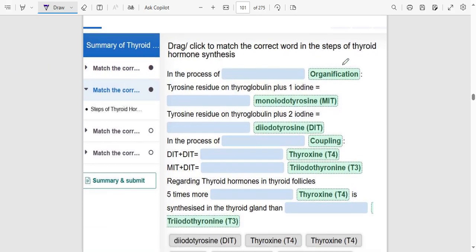So the process of organification is basically, physiologically, iodination, where we're adding iodine to the tyrosine. That's organification. Tyrosine residues on the thyroid plus one iodine, we know that's MIT, right? Tyrosine plus two, that's DIT, diiodotyrosine. In the process of coupling, that's when we combine those. DIT plus DIT, we know that is T4, thyroxine. And then MIT plus DIT, that's T3.